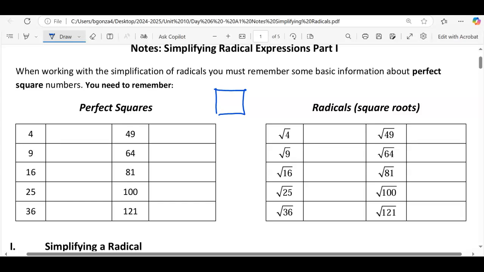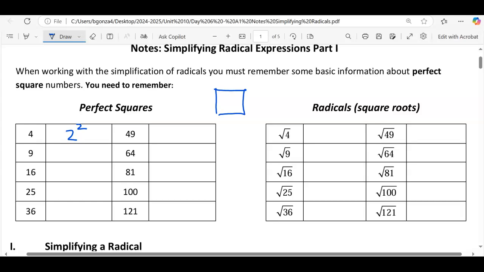Now, squares can be not only shapes, but also numbers. So on the left one over here, all those numbers are called square numbers. And why are they called square numbers? Because it's a different number squared. What times itself is 4? 2. 2 squared. If you square a number, that result is called a square number, okay?